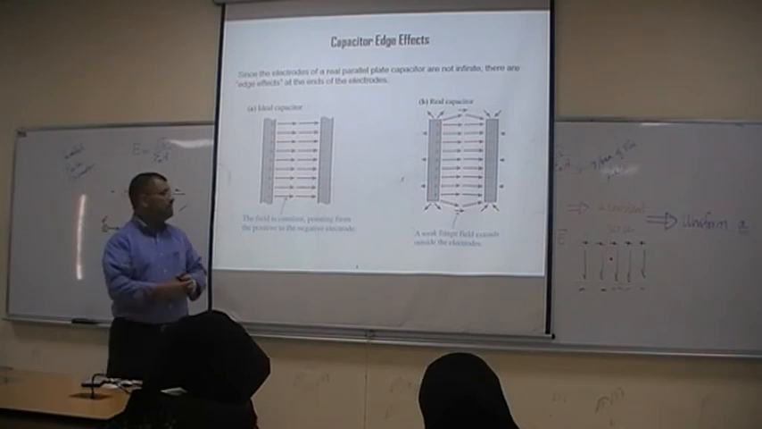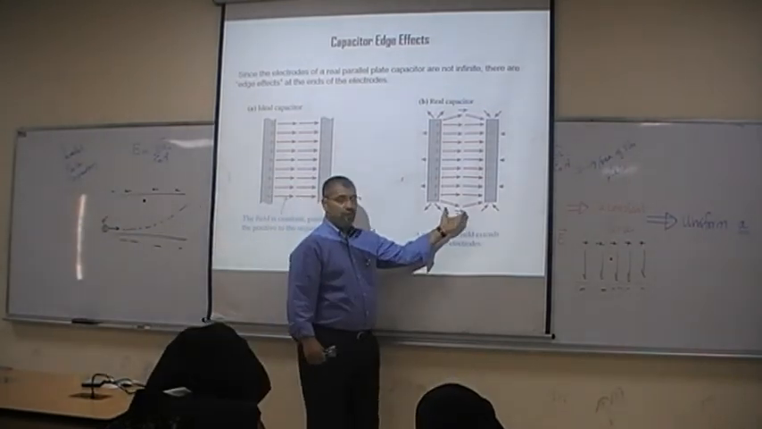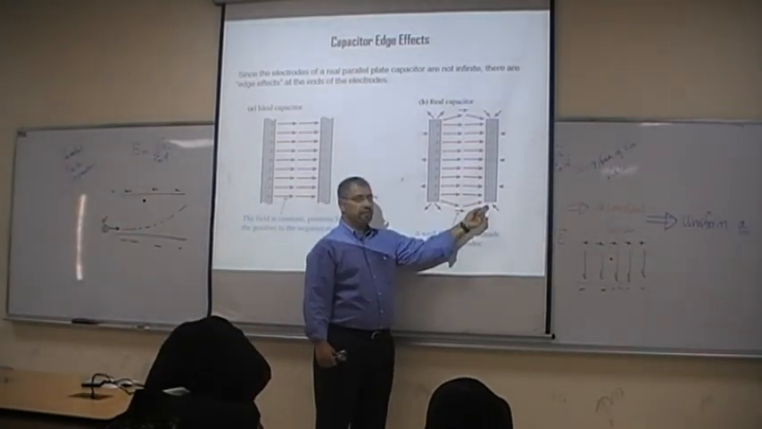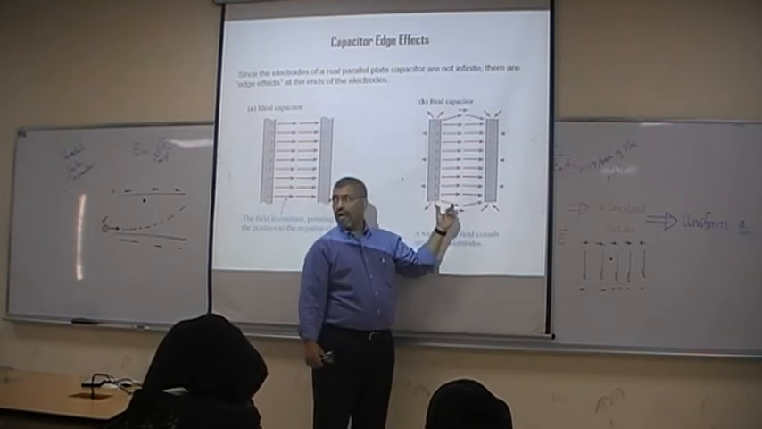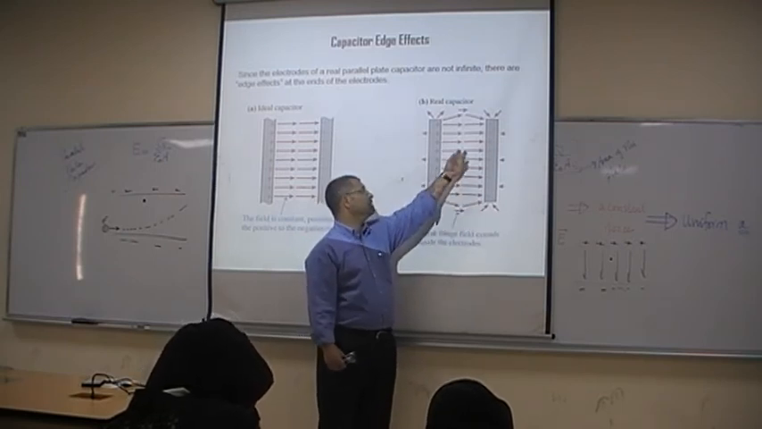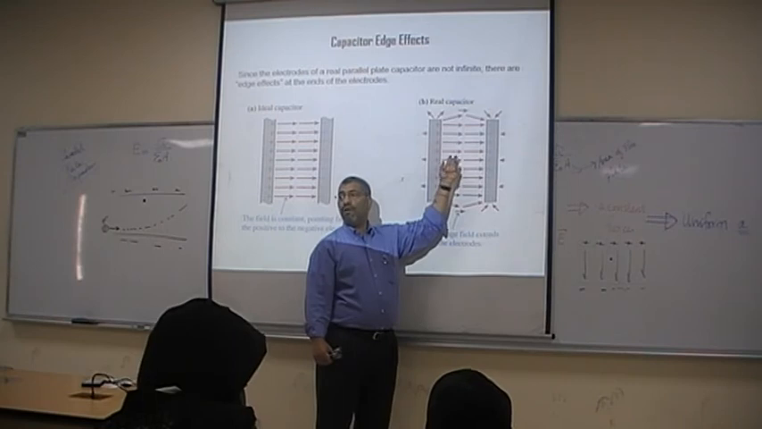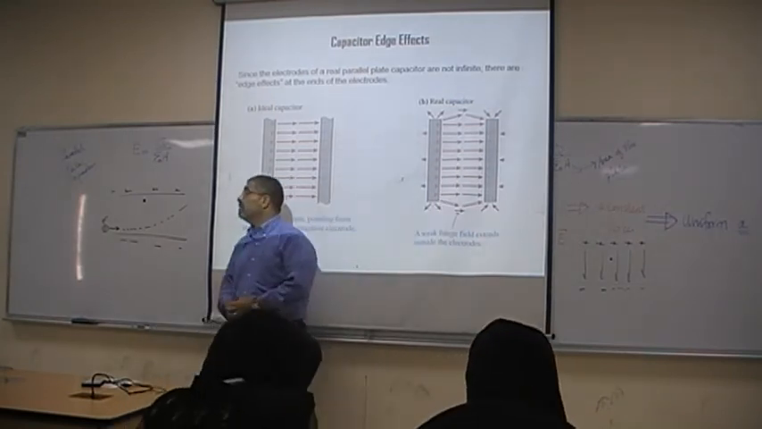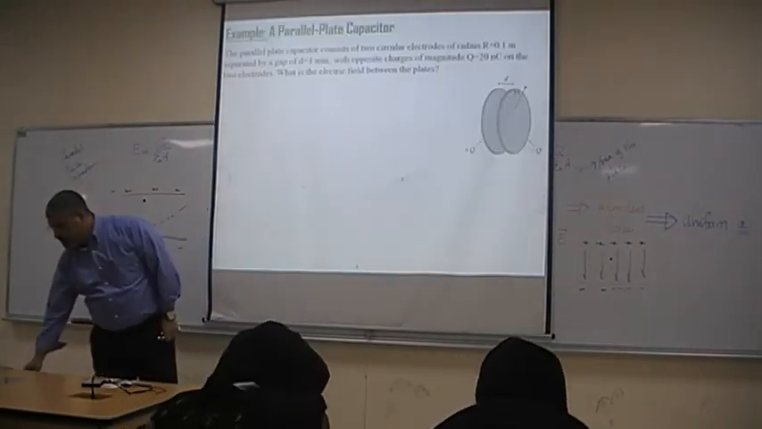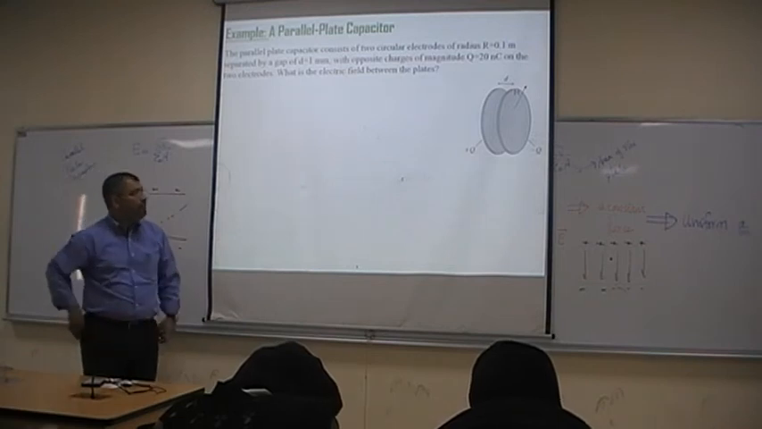This is the edge effect that I told you about. If you're close to the edges, the field is not uniform. That's why we say ignore the edges and we're somewhere here, where we guarantee the electrostatic field is uniform. Let's look at this example here.